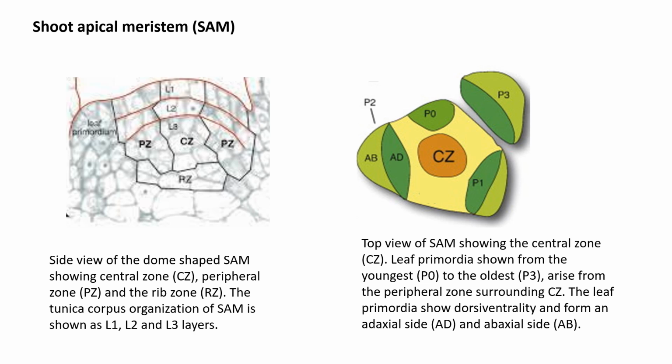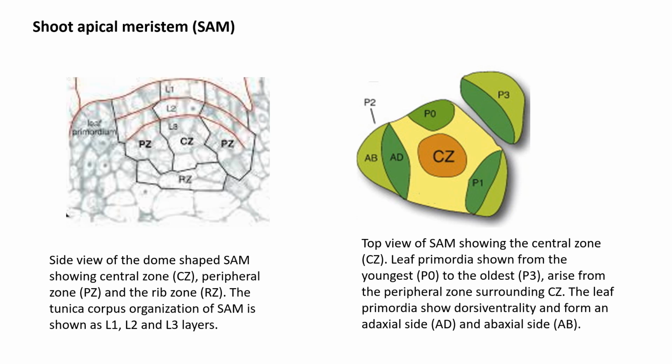The SAM shows an organization which is called the tunica corpus organization and it consists of three layers: the outermost L1 layer, which will specify the future epidermis, and the L2 and L3 layers, which specify the ground tissue. Below these is seen a central zone, which consists of stem cells, and in the core of the central zone is an organizing center where the cells do not show very rapid divisions.